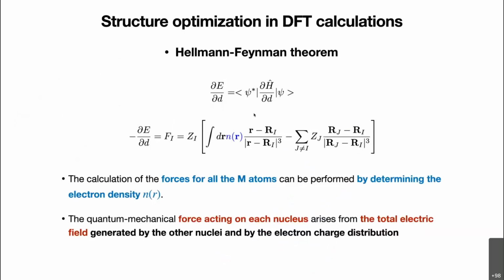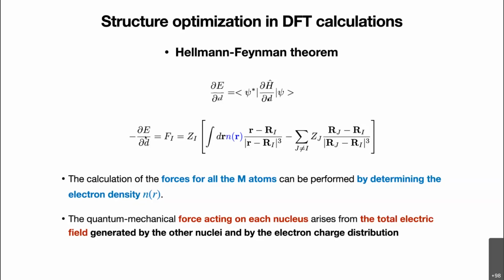In DFT calculations, to optimize our structure, we use the Hellmann-Feynman theorem. This is the Hellmann-Feynman theorem. This theorem tells us that the derivative of the total energy with respect to some variable, here the displacement of atoms, is equal to the expectation value of the derivative of the Hamiltonian with respect to the variable. So this is the Hellmann-Feynman theorem.